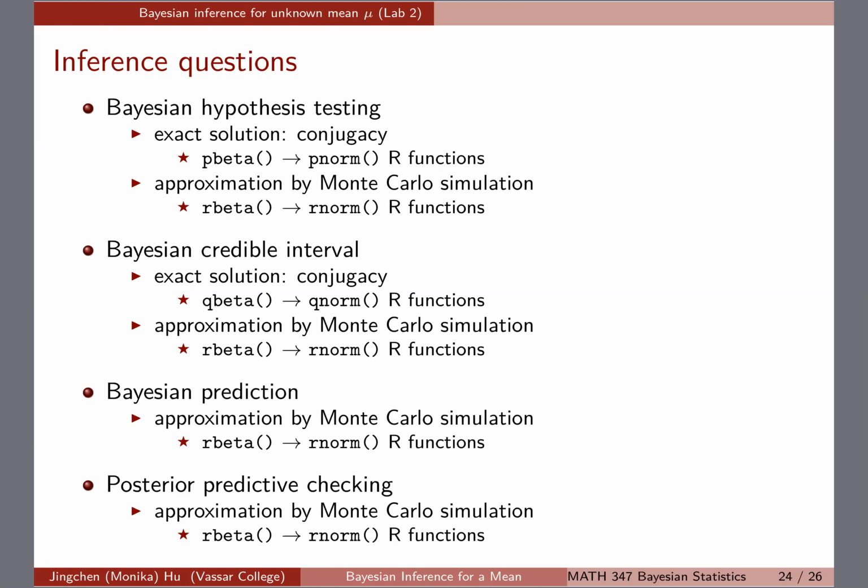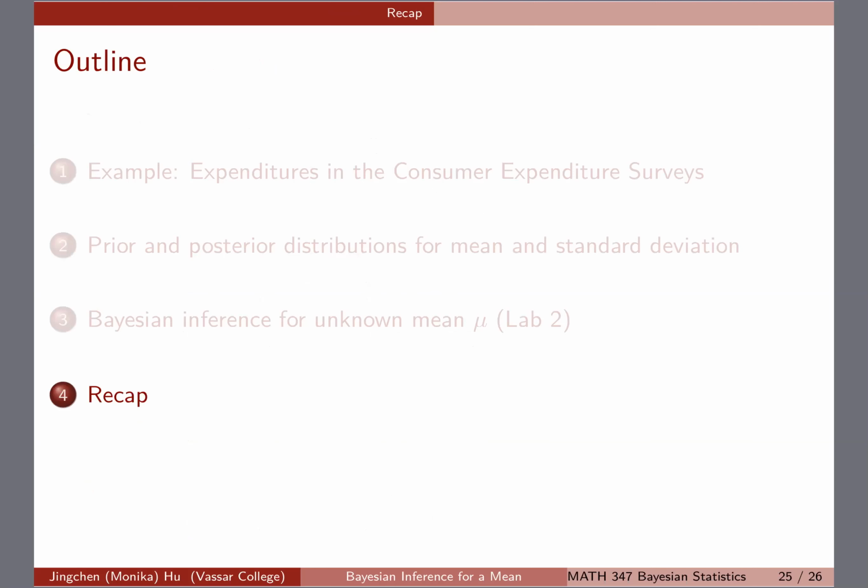And lastly, we covered this as well. Remember last time in the previous unit, we covered posterior predictive checking. That's to see how our predicted draws or how our predicted observations will look like the original sample. And we use that to evaluate whether our model is good or bad. Okay, so we used to do r beta, now we use r norm. So that's just a preview.